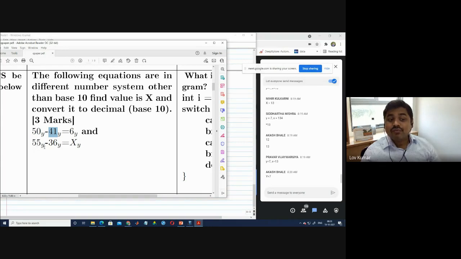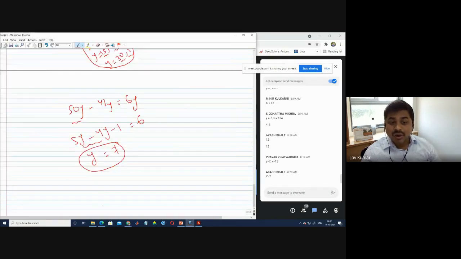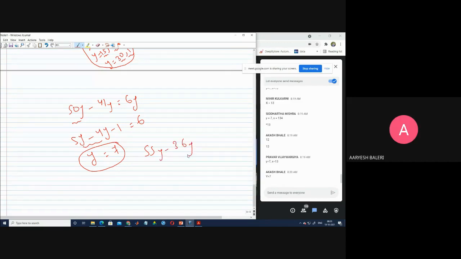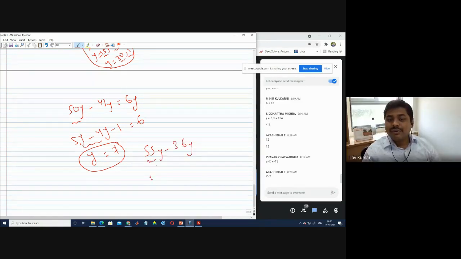So 55y minus 36y. So what is the value of 55y? So that should be 6y, right? Oh, no. Okay. So what is the value? We will write 55y. Just you can see it is written like the same. So 55y. Okay. So base is already we have calculated 7. So if the base is 7, what is the value of 55 in decimal?